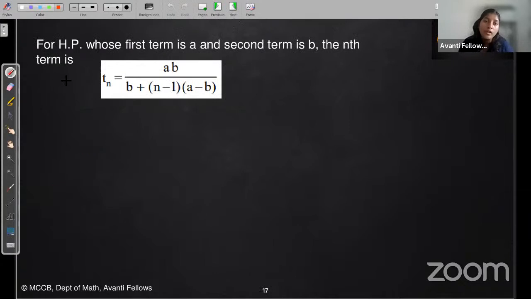Next, for an HP whose first term is a and the second term is b, the nth term is Tn equal to ab divided by b plus n minus 1 into d.